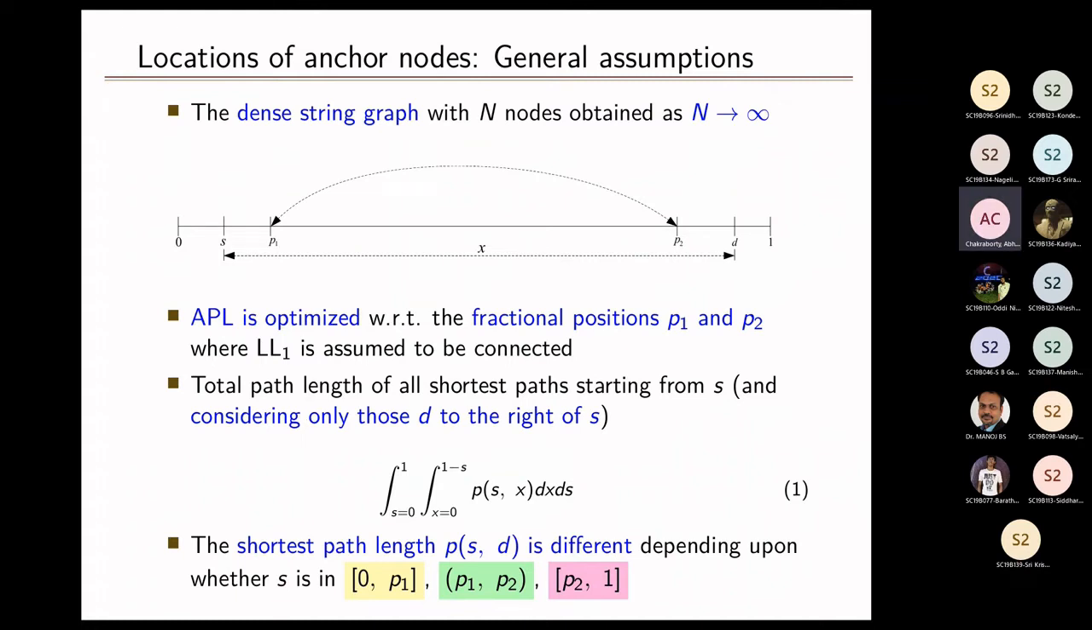In this particular case, we tried to optimize the average path length. In this setting, we are trying to add a long link between, say, point P1 and P2. We are trying to identify the optimal value of P1 and the optimal value of P2 in this unit string network, where S is the source node and D is the destination node, and the distance between source node and destination node is x. That is the experimental setting.